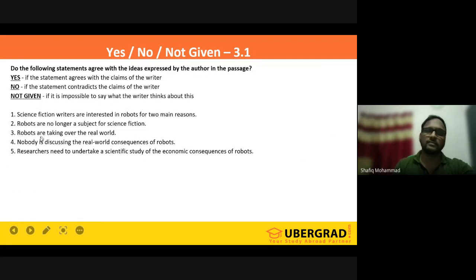"Are" is a present tense, right? So in the present scenario, we don't know what the scenario of robots is. Yes, but all the future aspirations he has given in the passage, but at present.